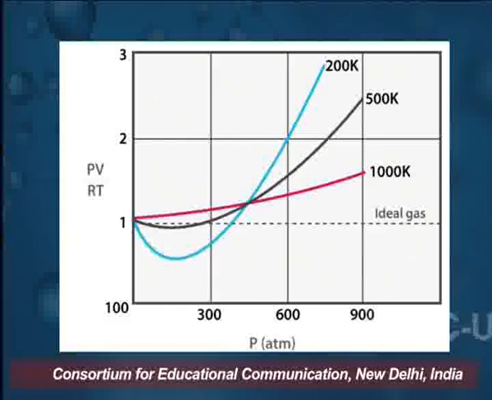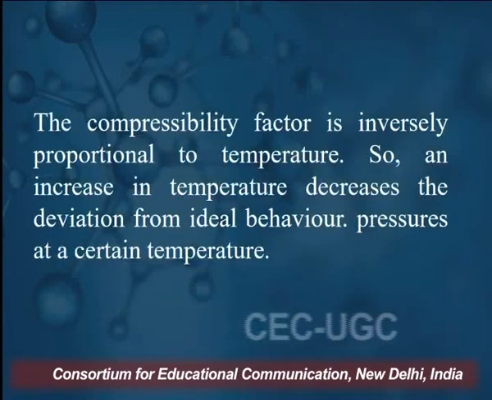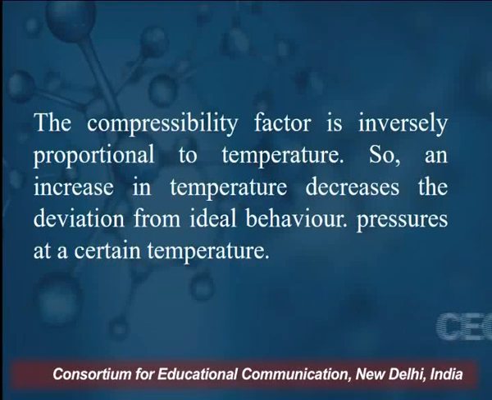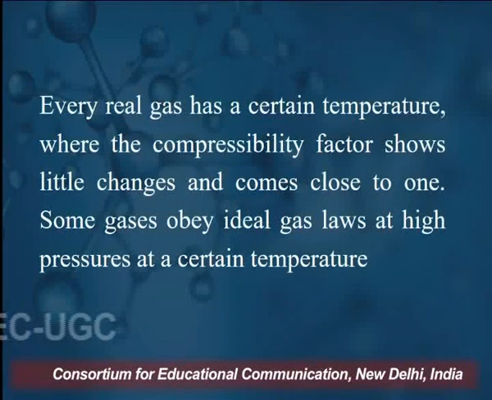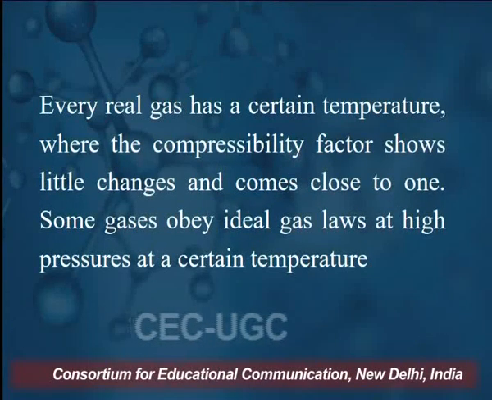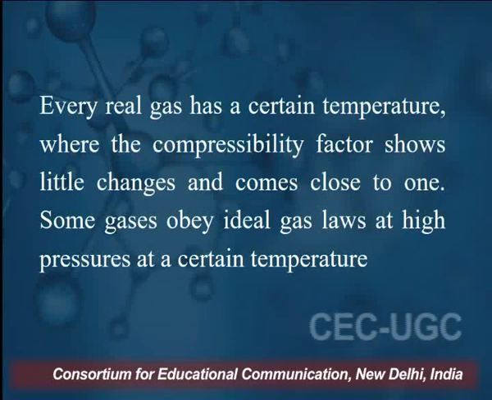So you can see from the curve, we have plotted Z versus P, and we have shown the variation of Z versus P at different temperatures. We can see that as temperature is increasing, Z is decreasing. The compressibility factor is inversely proportional to temperature. So, increase in temperature decreases the deviation from ideal behavior at certain temperatures. Every real gas has a certain temperature where the compressibility factor shows little change and comes close to 1.